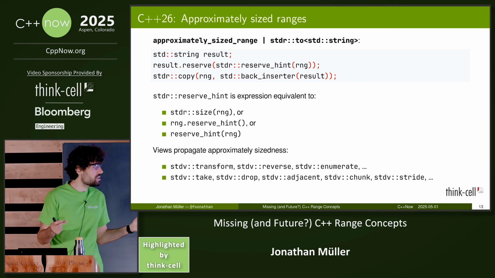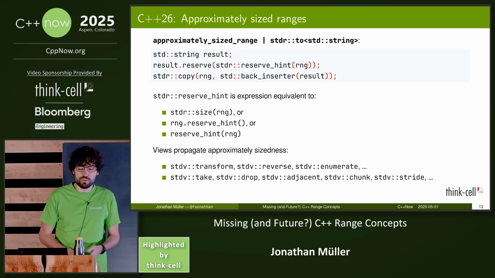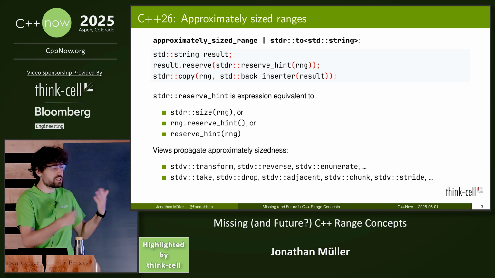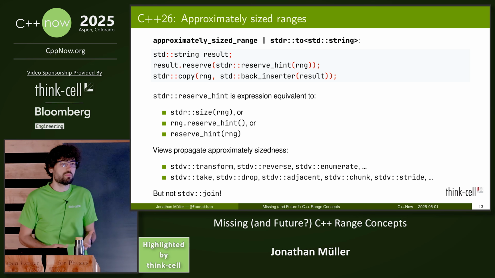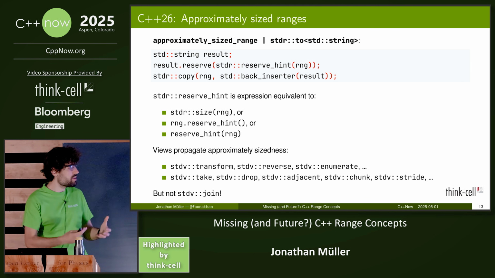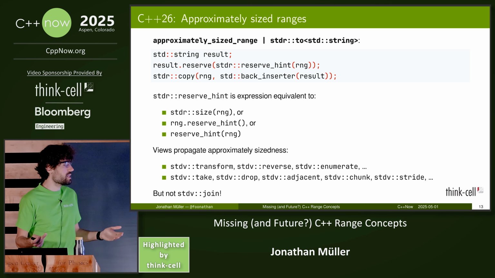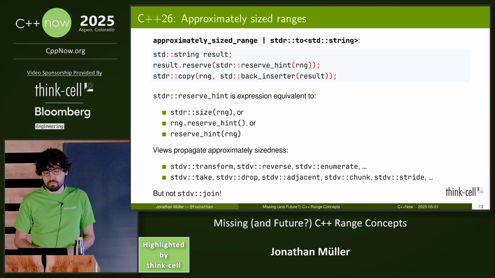And then the various views propagate approximate sizedness in addition to sizedness. So the views that don't change the size, or that change the size, will just propagate the approximate sizedness. But crucially, join doesn't. Even if you have an approximately sized range, join still isn't approximately sized, because in general it can't know, right? The size can have an arbitrary relation to the input. So it can't do that.